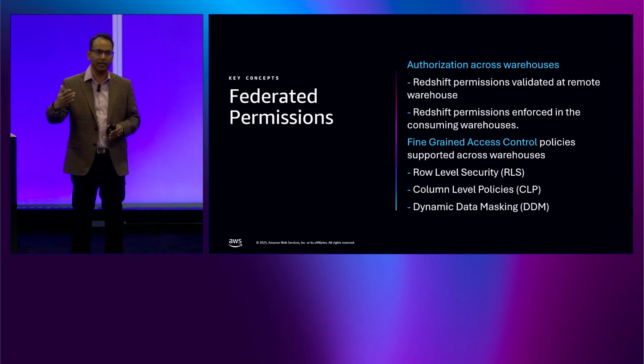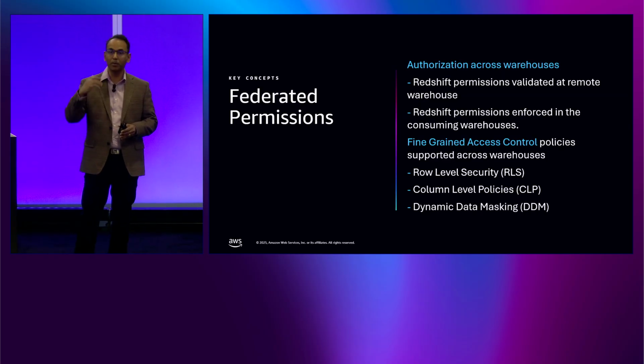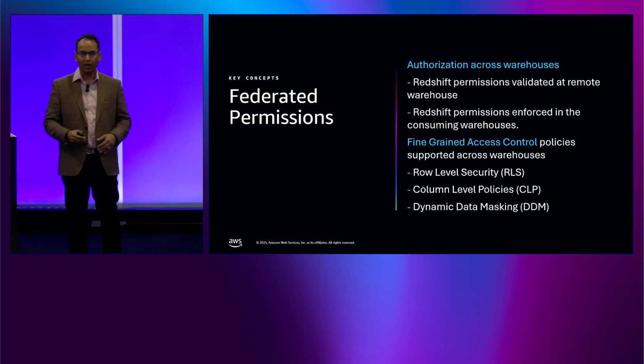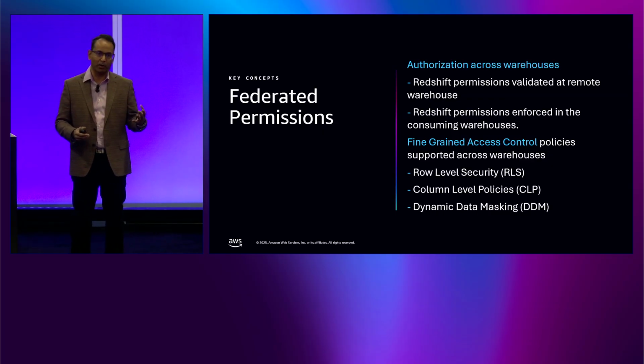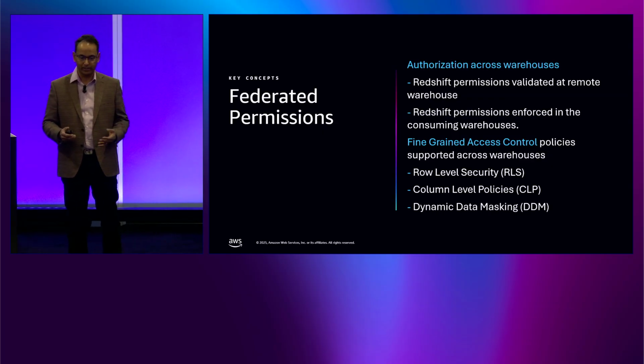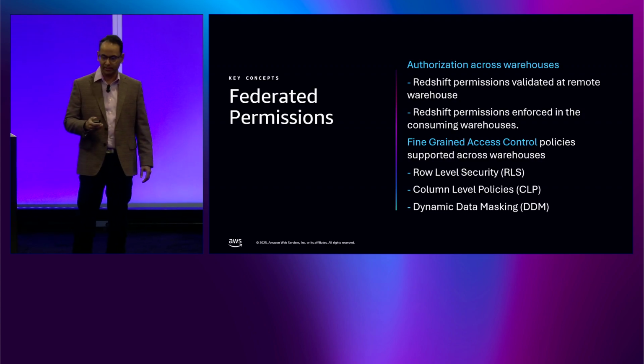So if you have data masking, the columns will be masked at warehouse 1. And all the coarse-grained and fine-grained access control permissions will apply, for example, row-level security, column-level security, or dynamic masking support.